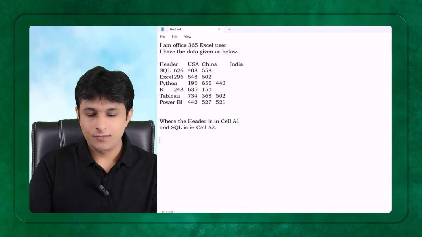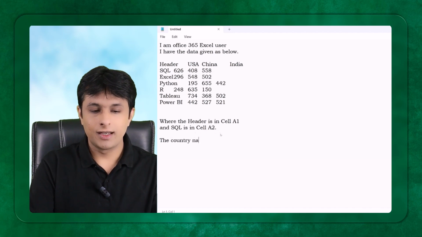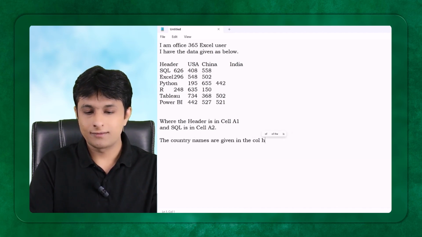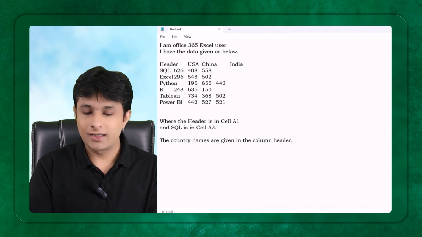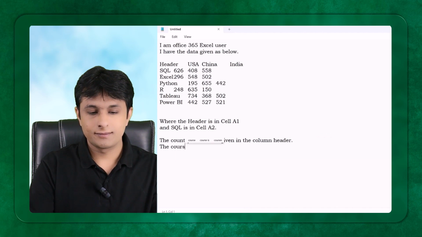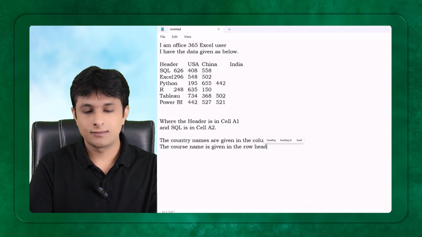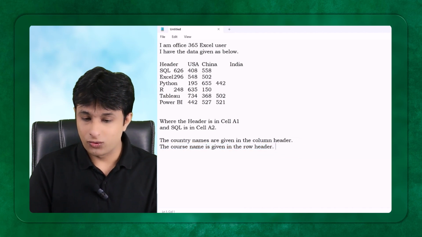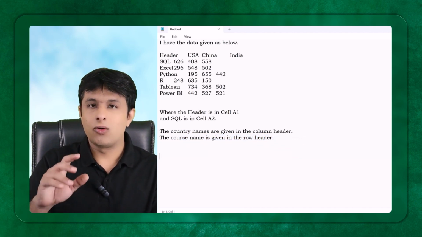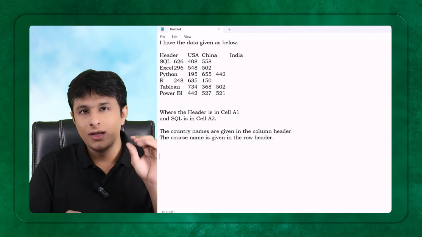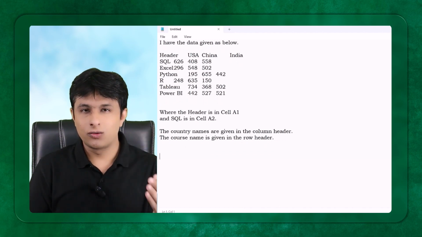So I'll write here, the country names are given in the column header, and the course name is given in the row headers. So I've given them that. Okay. And now I will ask the actual question. This was the information about the data I've given them: their location, what the header is, what the row is, and so on.